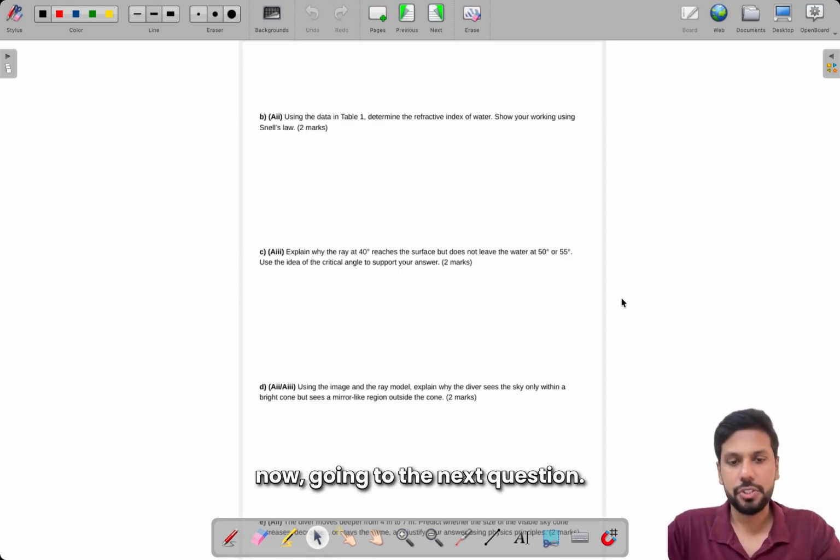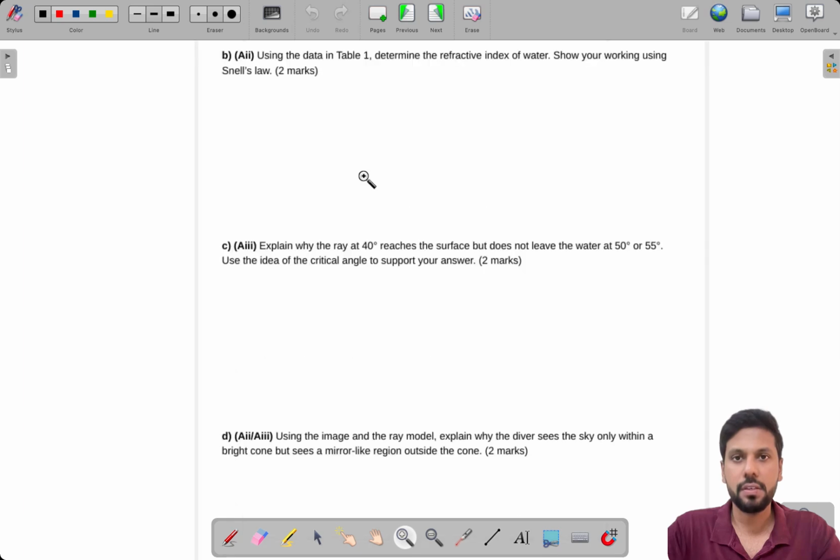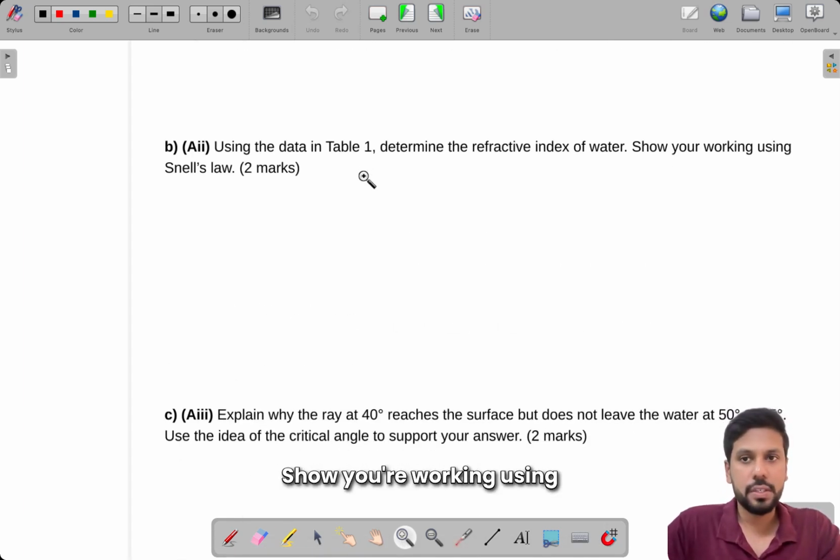Now going to the next question, let's zoom in a bit. Oh, I have zoomed out, sorry. From Table 1, determine the refractive index of the water. Show your working using Snell's law.